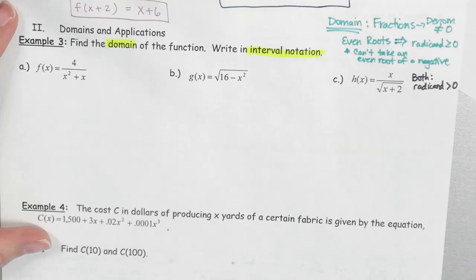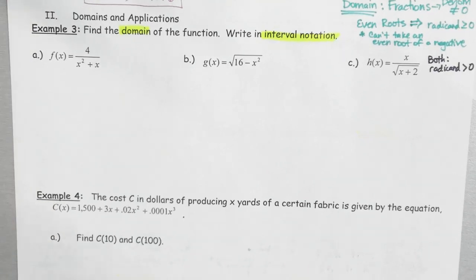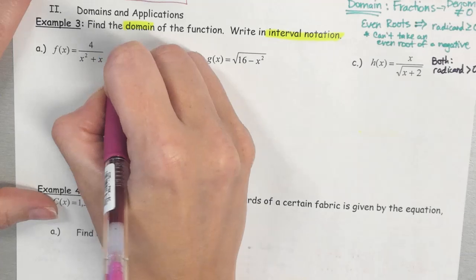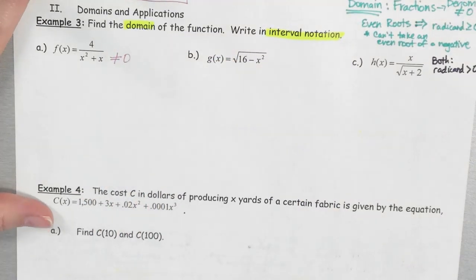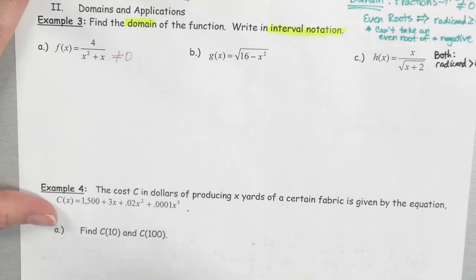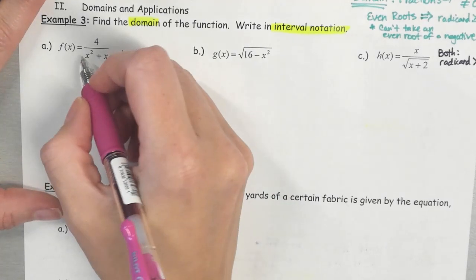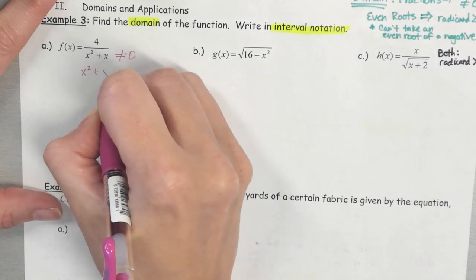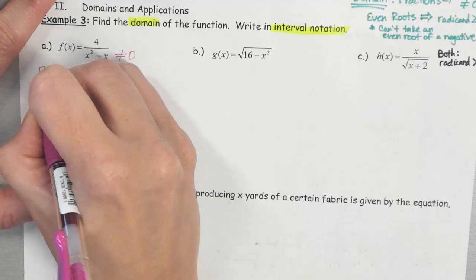All right, so with part A, you're just going to ask yourself, do I have a fraction? Do I have an even root? In this case, I have a fraction, so we know that this can't equal 0. So we have to find the values that do make it 0. So we are going to factor. We want to set this equal to 0 and solve.